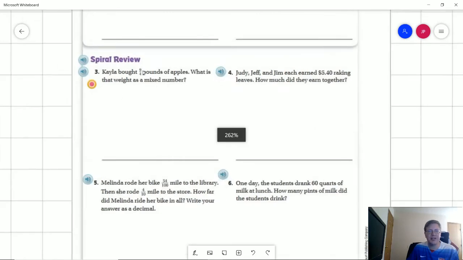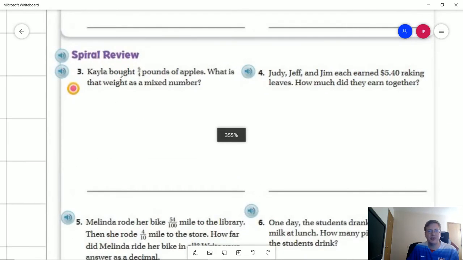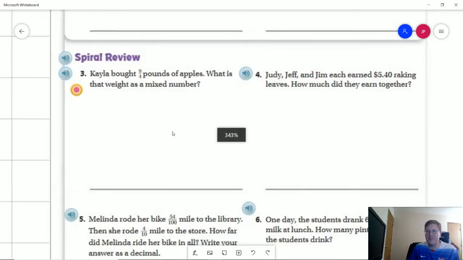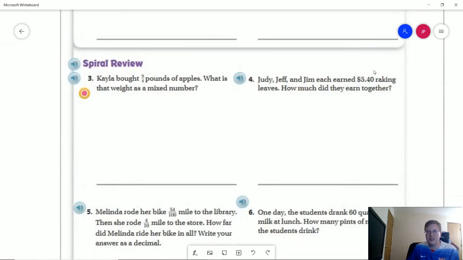For number 3, you're going to take 9/4. Let me zoom in a little bit. I don't know why that's not very clear. 9/4 and change it into a mixed number. So you're going to think about how many whole groups of 4 you can make. That's going to be our number on the outside, and whatever is left over as the fraction would go after that. For this one, you can do $5.40 divided by 3.